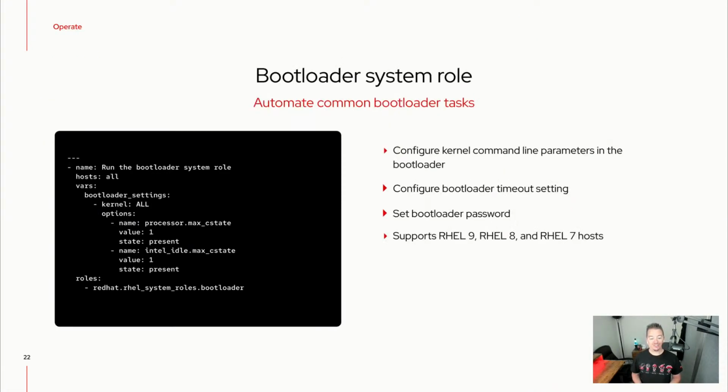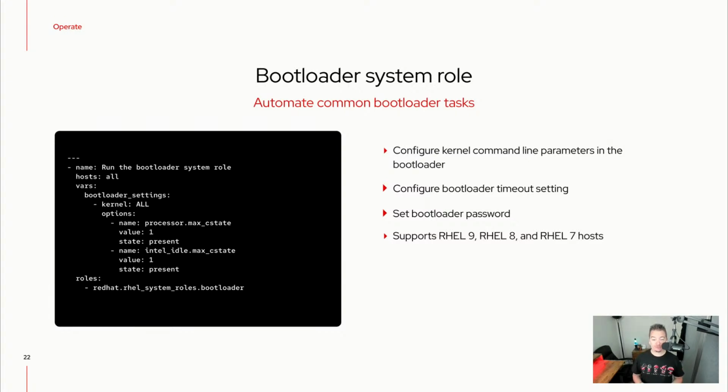So if you haven't used a system role, they are so easy to use. You just basically call the role that you're intending to use. Like, for example, here is the bootloader. I can configure that bootloader timeout, set a bootloader password. I can change kernel parameters, and then define which hosts that I want to target using an inventory file, and just run this playbook. So, I mean, we're looking at about a dozen lines of YAML code and one Ansible command, and I can configure the bootloader of every system in my entire enterprise.